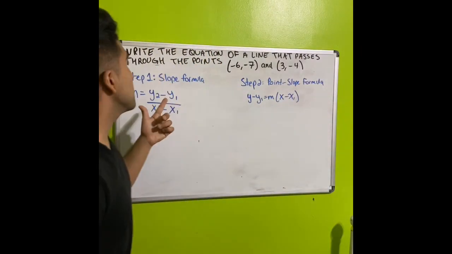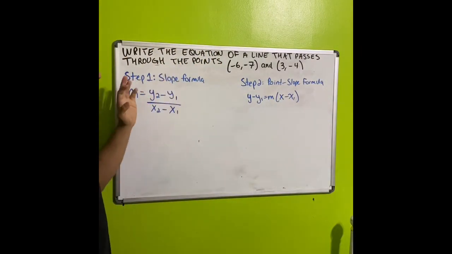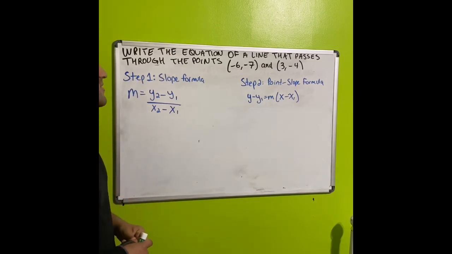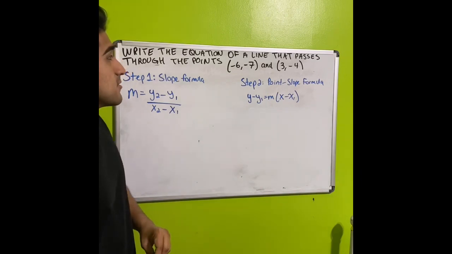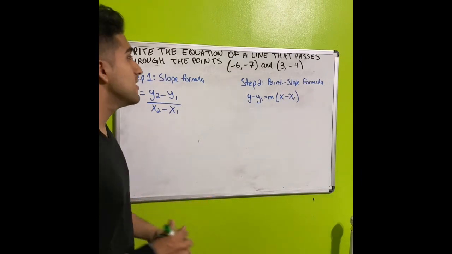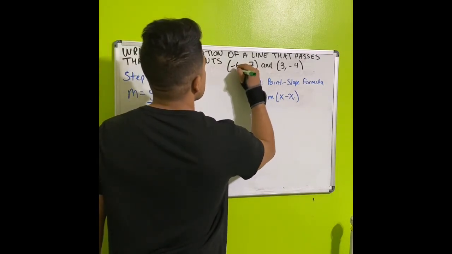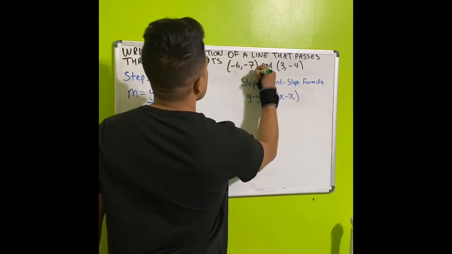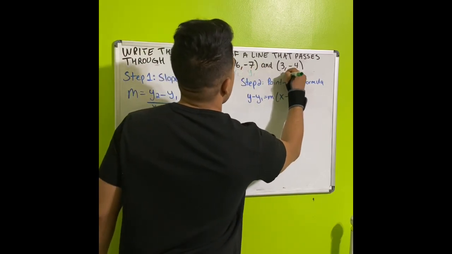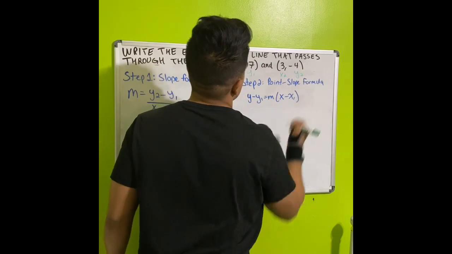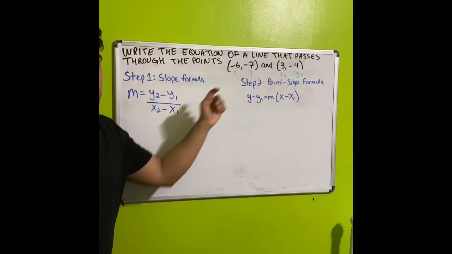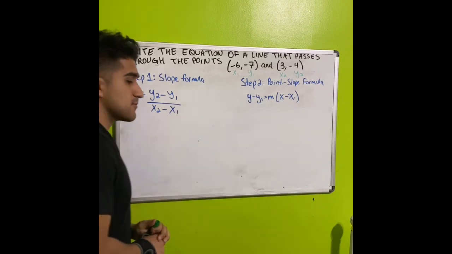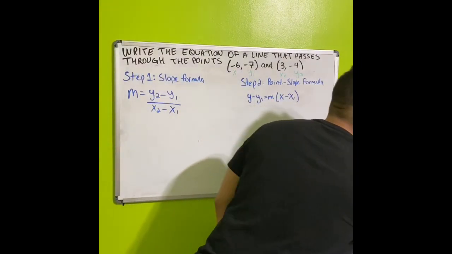Alright, our second example, we want to write the equation of a line that passes through the points -6, -7, and 3, -4. So just as always, I'm going to label my x1, y1, x2, y2. This is going to help me find my slope formula when I substitute those x and y values into the slope formula. So step 1.